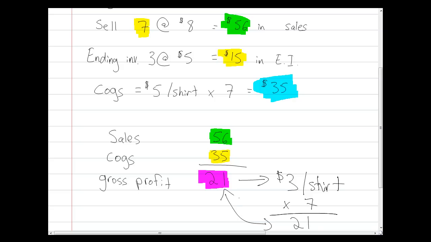And so that's a basic illustration of cost of goods sold. What we'll look at in some other videos is how this can be impacted when using different inventory methods.